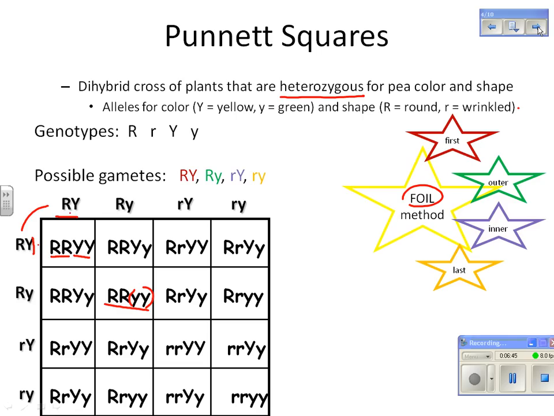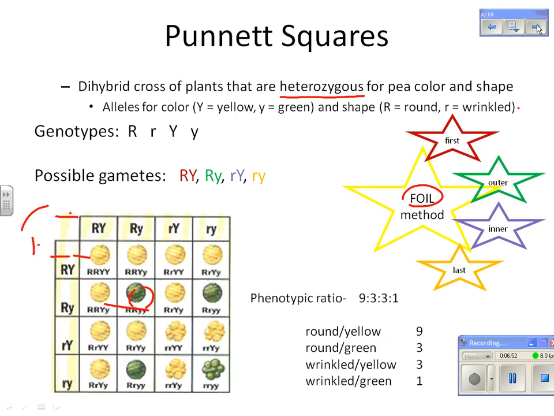So in a sense, if you take our genotypic information and transfer it into our phenotypic information, then we are going to get a 9:3:3:1 ratio. Basically because we have 9 that are round and yellow, we are going to have 3 that are round and green, 3 that are wrinkled and yellow, and only 1 here that's going to express the recessive traits of both shape and color of peas.